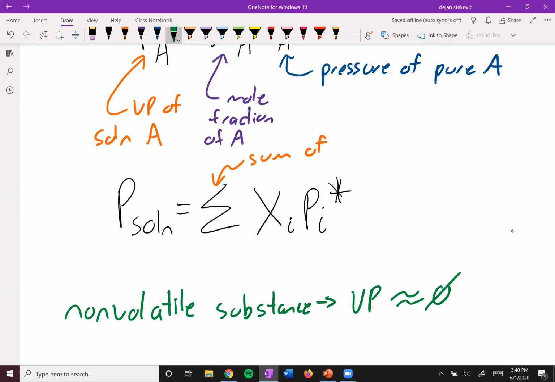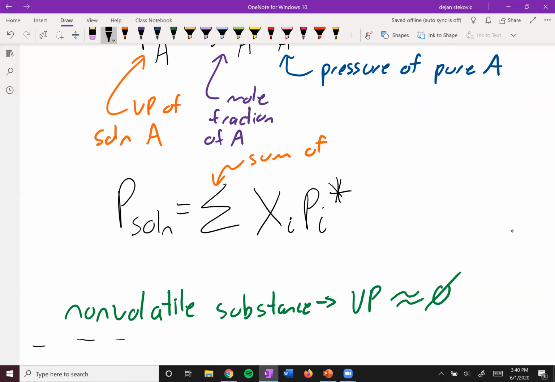So for example, table salt is a non-volatile substance, right? If you leave table salt out on your counter, it'll never disappear. It'll never kind of evaporate away. But water is a volatile substance. So if you leave a cup of water out on your counter and you wait long enough, eventually it'll all evaporate away.